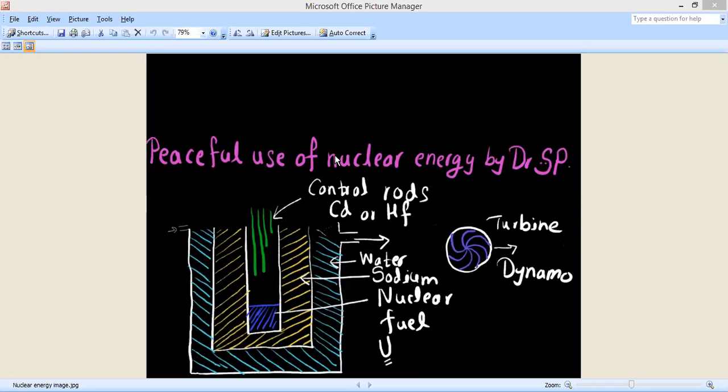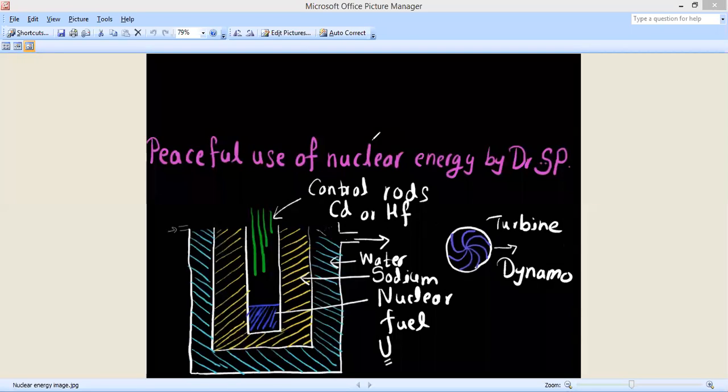In this block diagram, you'll find that there are concentric cylinders present. You have the first cylinder, the second concentric cylinder, and the third concentric cylinder. And there is something filled up. We are going to see each and everything that happens inside this nuclear reactor.